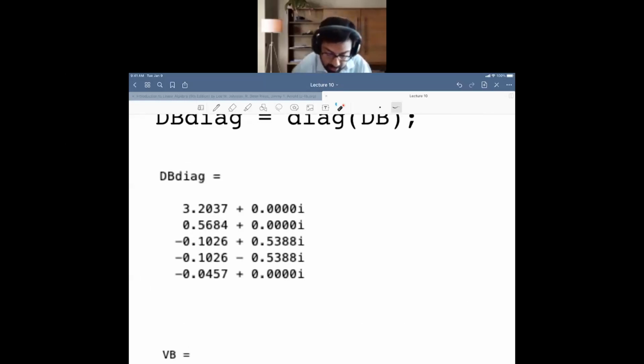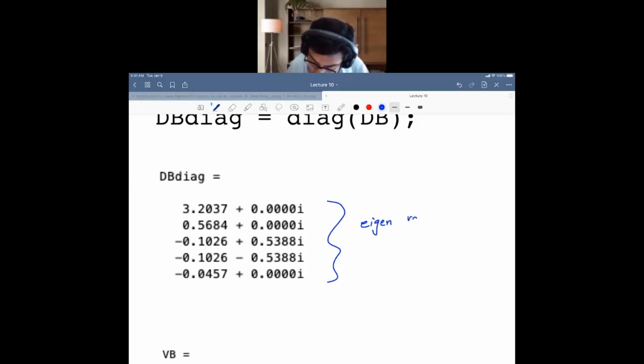And you can see that these are the eigenvalues for this randomly generated square matrix. You see, the first one is a real eigenvalue, the second one is a real eigenvalue, and the last one is a real eigenvalue. But the ones that are non-real, the complex eigenvalues, appeared as complex conjugates. Complex conjugates there.